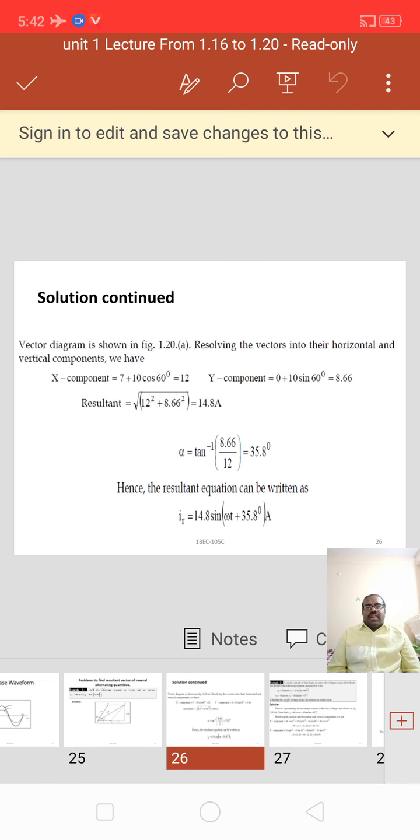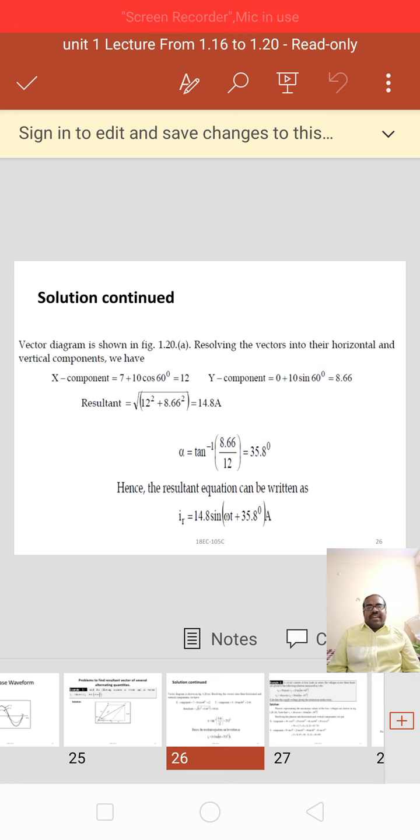Here, in the vector diagrams shown in the figure above, resolving the vectors into their horizontal and vertical components, we have two components: the horizontal component as well as the vertical component, that is the x component and the y component. X component equals 7 plus 10 into cos 60 degrees, that equals 12. Y component equals 0 minus 10 into cos 60, that is 8.66.